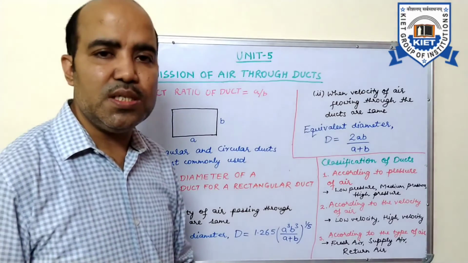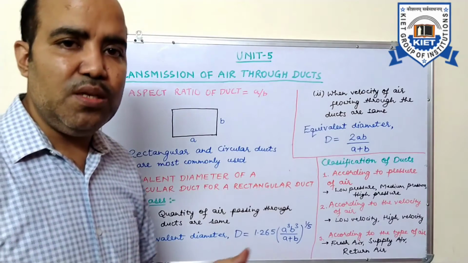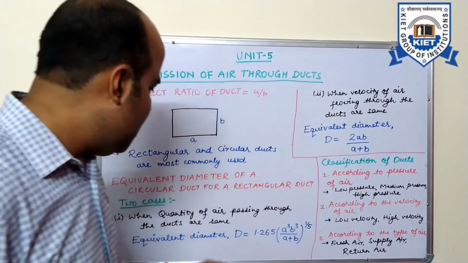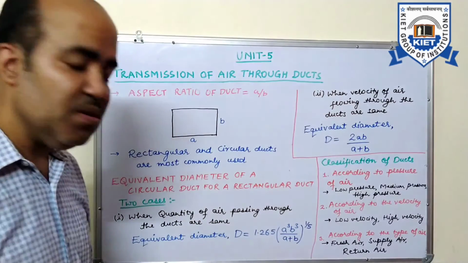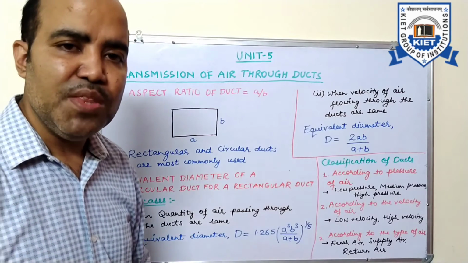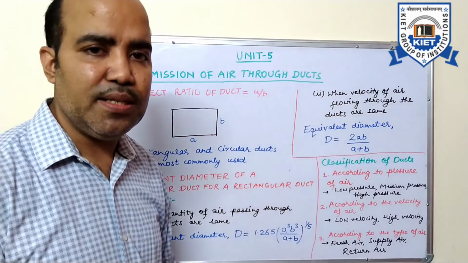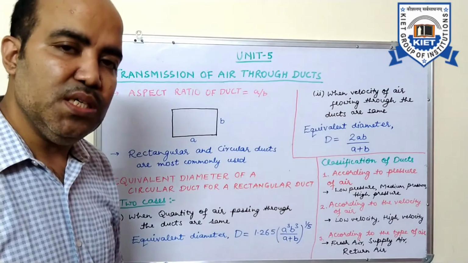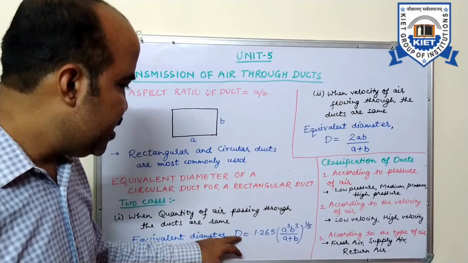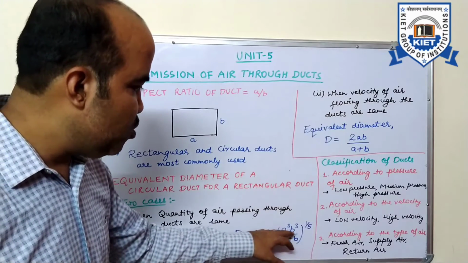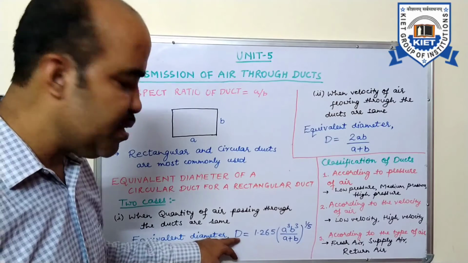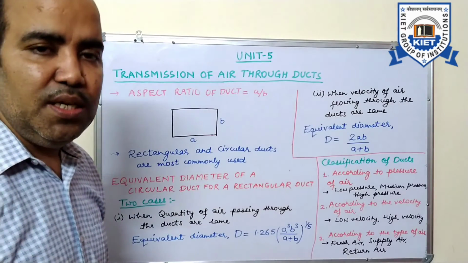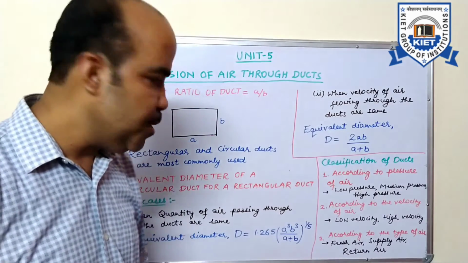Now two cases are possible. The first is when the quantity of air, that means the flow rate in meter cube per second, is the same through both the rectangular duct and the circular duct. Then we can determine the dimensions A and B of the rectangular duct using the formula D = 1.265 (A³B³/(A+B))^(1/5), where D is the diameter of the circular duct and A and B are the larger and the smaller length respectively of the rectangular duct.